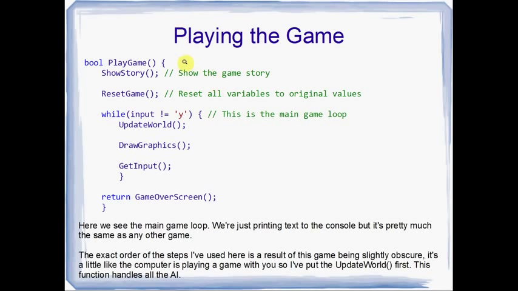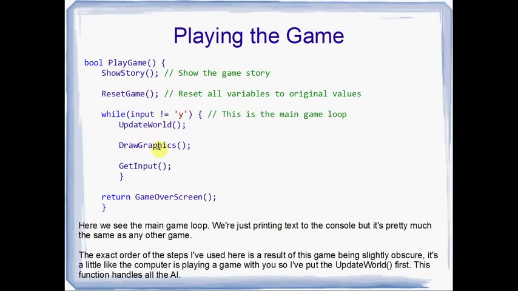And playing the game. Okay, so once they say that they want to play the game, it comes to this, and this is the main playing the game loop. It shows a story, then it resets the game, and then we've got the actual main game loop here. So this play game is sort of the main game function, but the actual game's loop that repeats over and over again is right here.